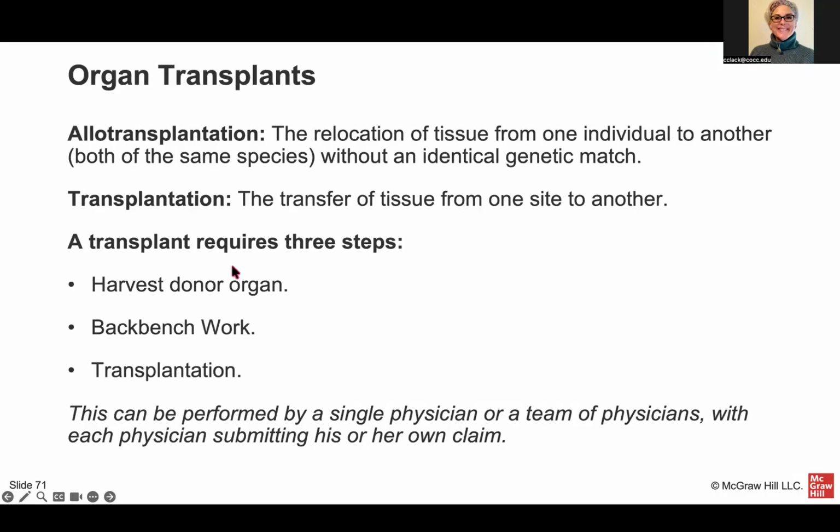Organ transplantation. In the CPT, there are three distinct steps, each of which can be coded separately and may be performed by different physicians. Step one is to harvest the donor organ. The surgeon retrieves the organ from the donor. This is coded separately with donor procedure codes. Step two, backbench work. After retrieval, the organ is prepared for transplantation. It's cleaned, it's preserved, repaired if needed. Backbench work codes report this preparation. Step three is transplantation, actual placement of the organ into the recipient.